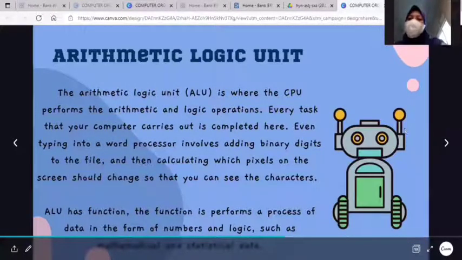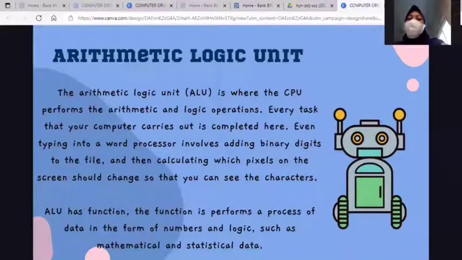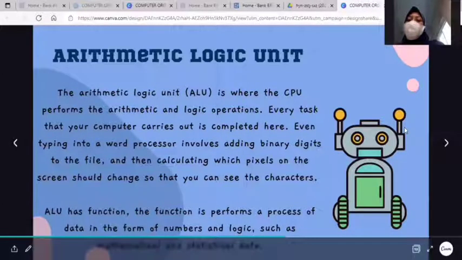Arithmetic logic unit. The arithmetic logic unit, or ALU, is where the CPU performs the arithmetic and logic operations. Every task that your computer carries out is completed here. Even typing into a word processor involves adding binary digits to the file, and then calculating which pixel on the screen should change so that you can see the character.